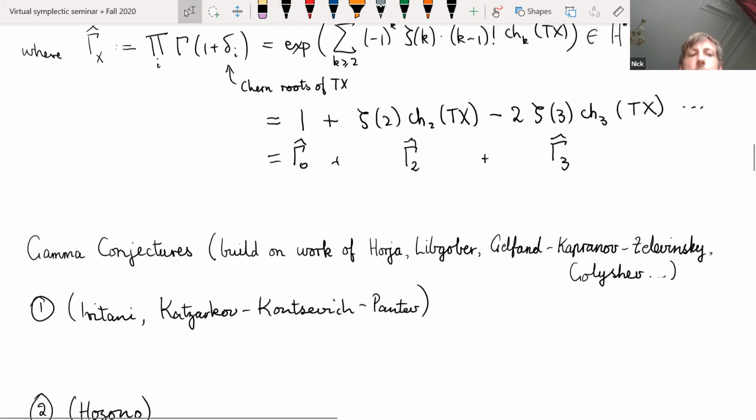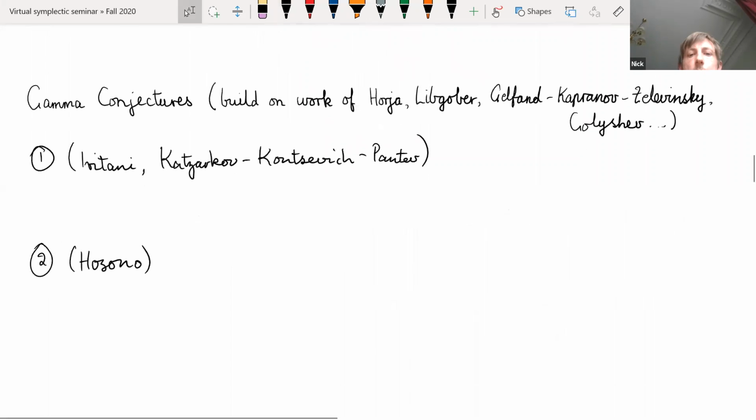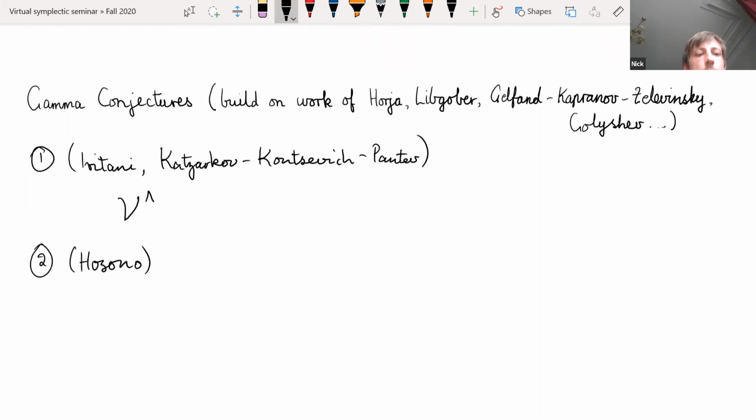All right, so the gamma conjectures, which build on work of many people, say that mirror symmetry should work as an isomorphism of Z variations of Hodge structures if we use this gamma integral structure that we just defined in VA of X.